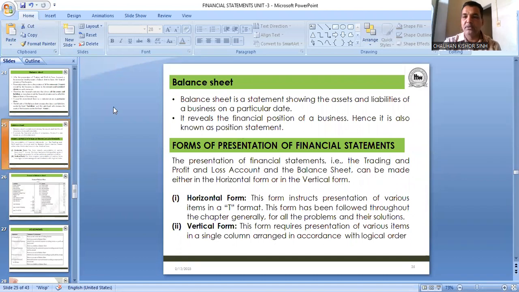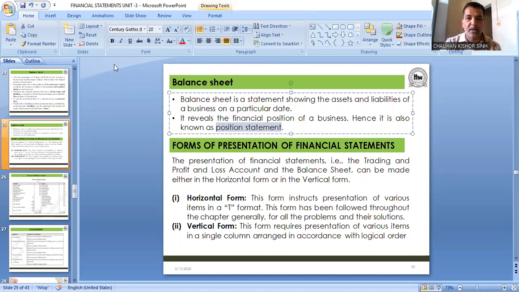So balance sheet is a statement showing the assets and liabilities of a business on a particular date. It shows the financial position of business, and that's why it is also known as position statement. So balance sheet ko position statement bhi kaha jata hai.